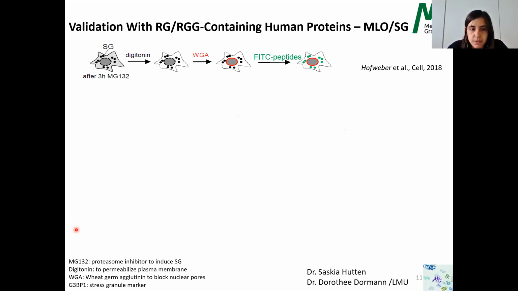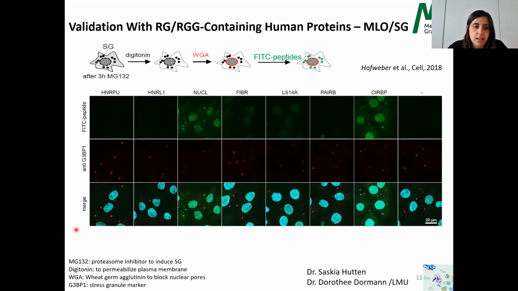Then they add VGA to block the nuclear pores, and they gave our FITC-labeled peptides to the cells. The stress granules are visualized by G3BP1, and the FITC-labeled peptides are visualized by the EGFP channel. Here the SIRP is a positive control. We already know that it can recruit the stress granules.